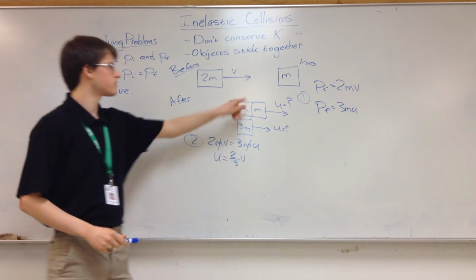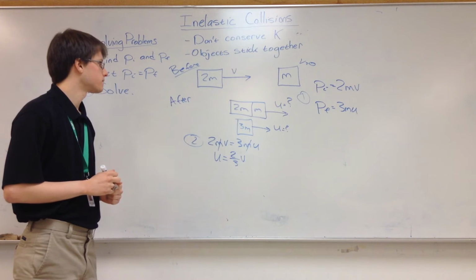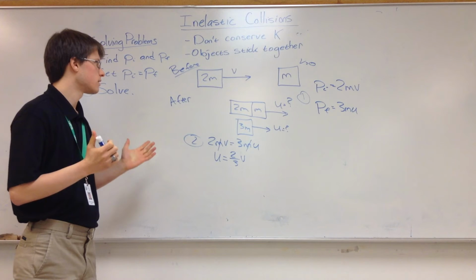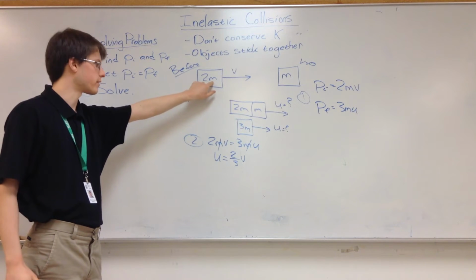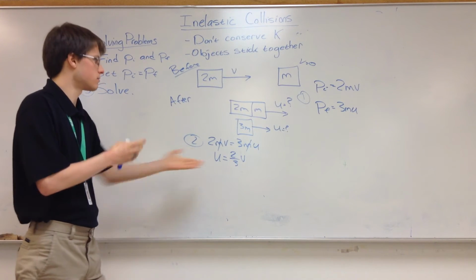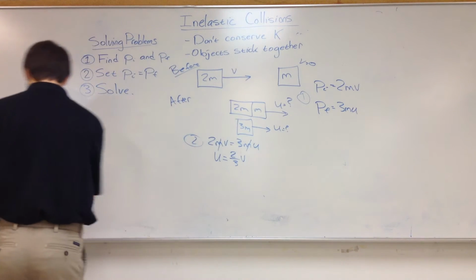So the object hits, and it slows down a little bit. It slows down by 1/3. That fits, because its mass is going up by 1/3 m, and its speed is going down by 1/3 v. And this fits because this means momentum is conserved. Let's do one more example.